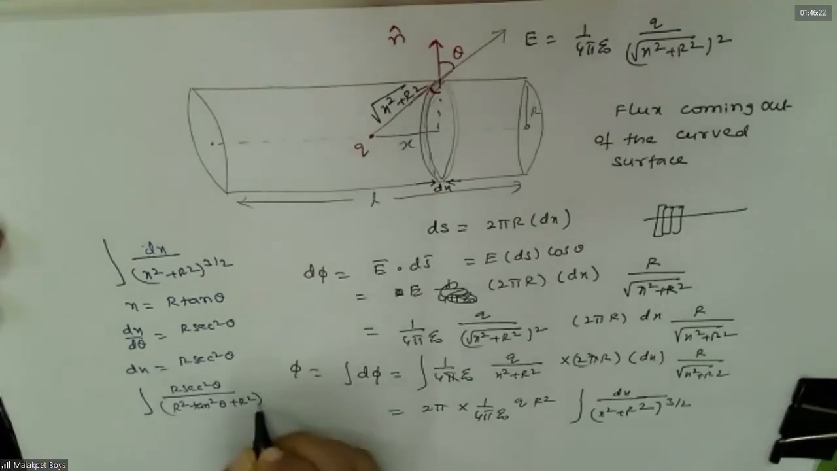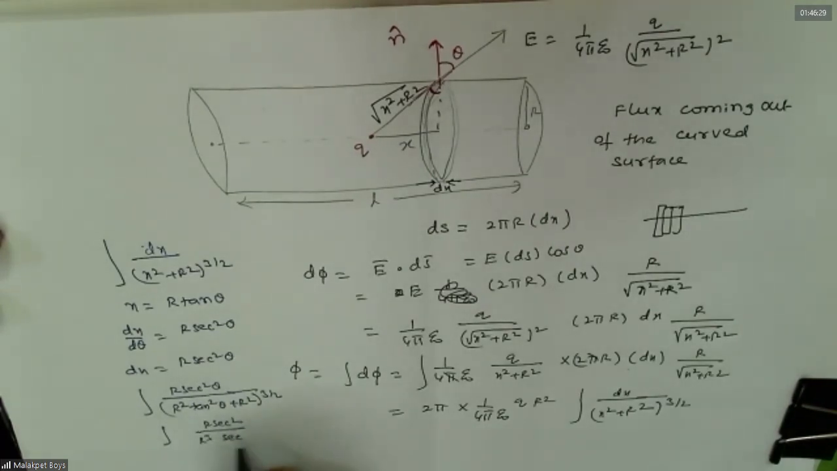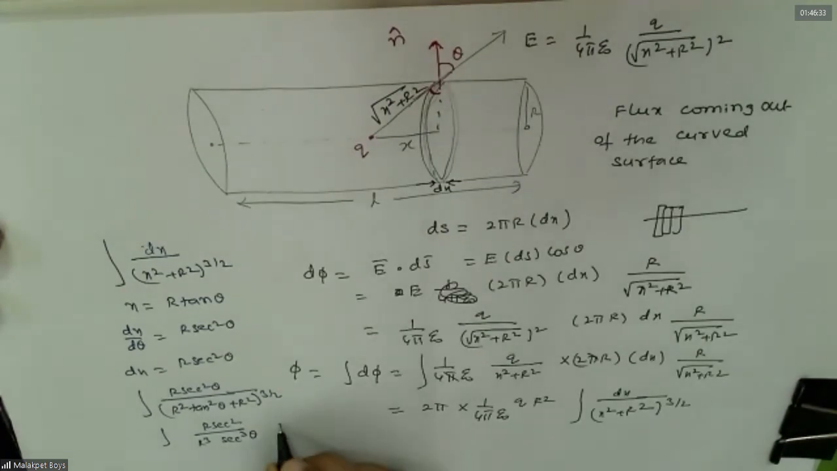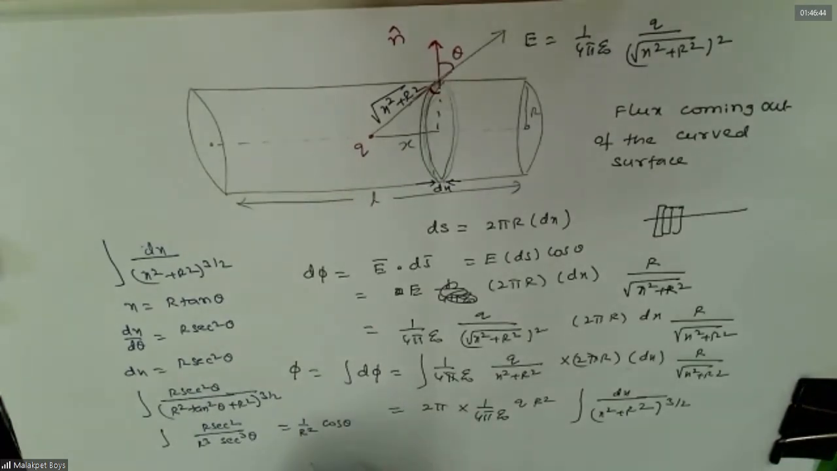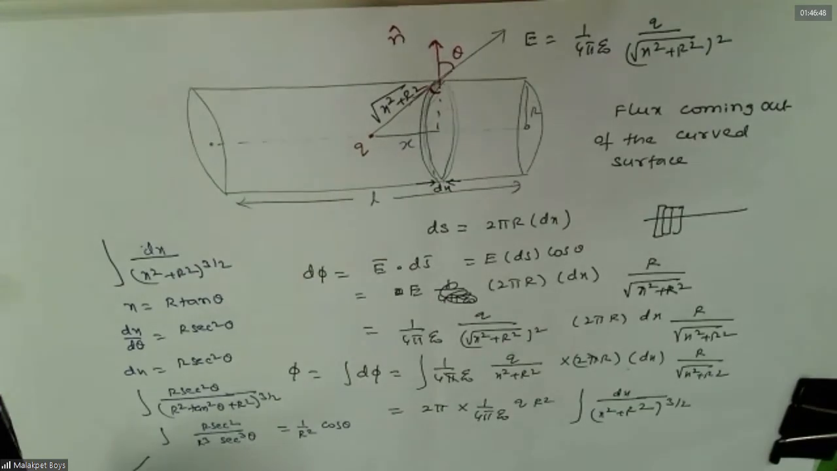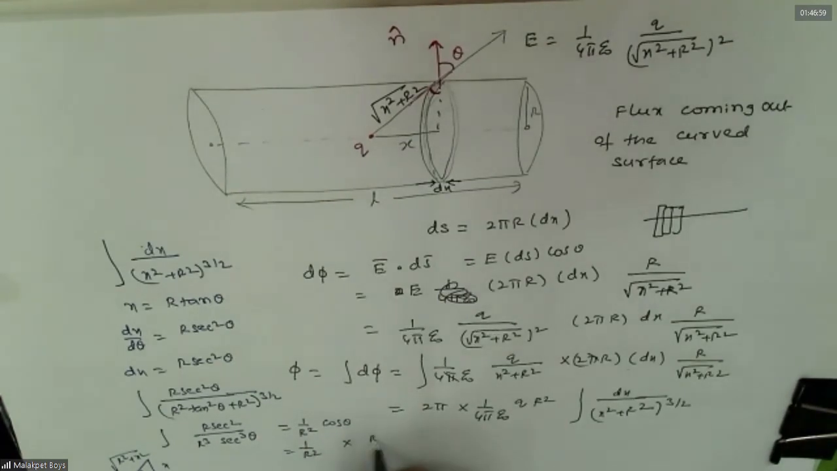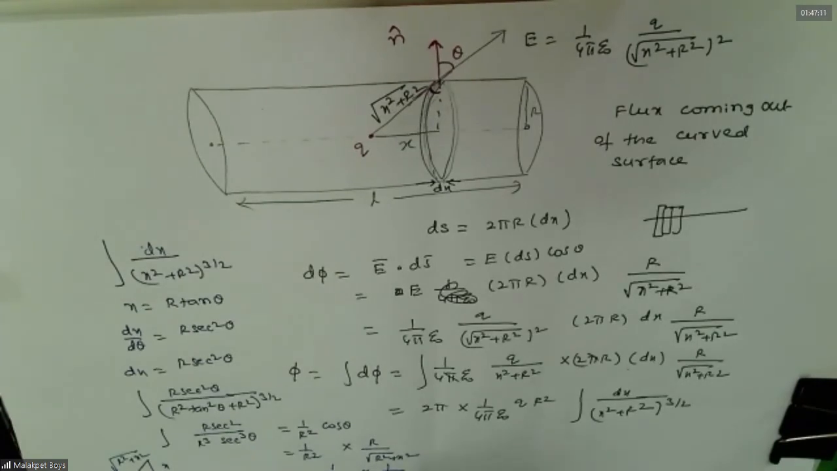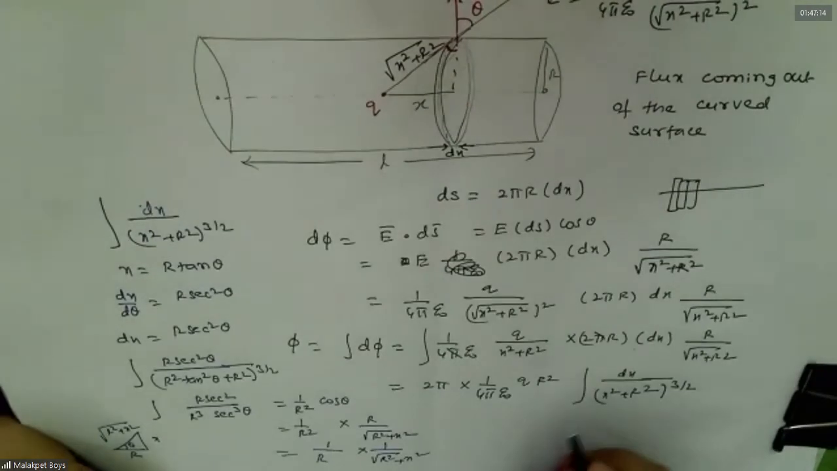Even if you escape integration here, you have it in your maths. Am I right? Yes, sir. 1 by r cos theta you will get. We have tan theta is what? x by r. So this is 1 by r square. Understood this? Yes, sir. Substitute this.